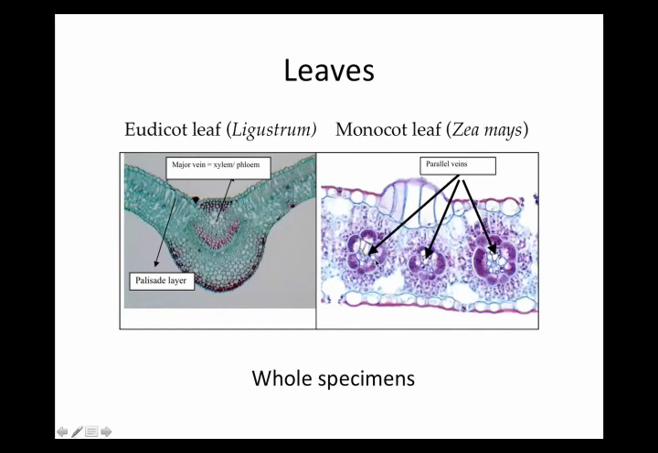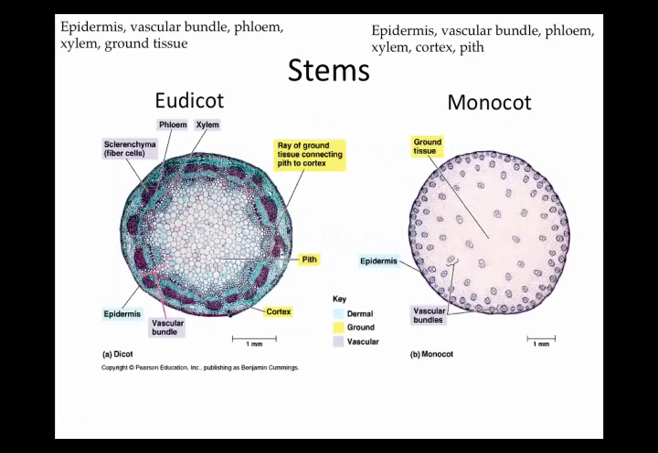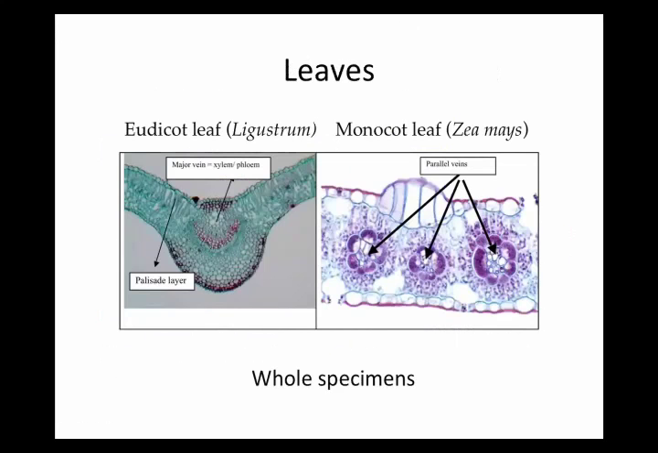So parallel veins are going to indicate monocot, and these are all obviously not round, so that's how you know it's a leaf, not a stem or a root. And if it has two layers here, you know it's a eudicot. And then also the model for the leaves as well.